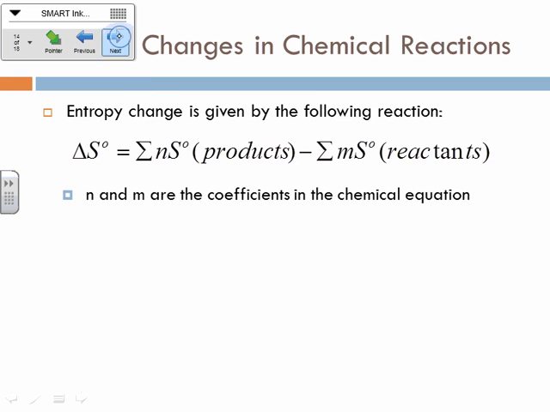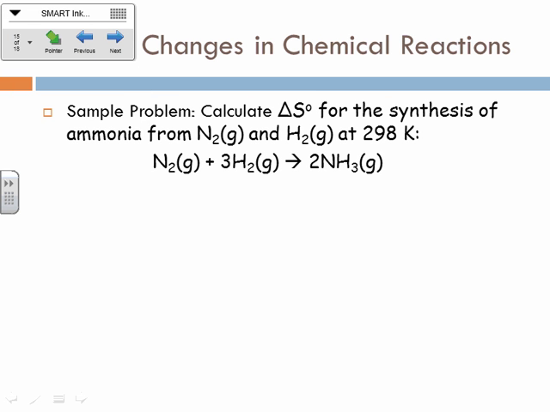So, sample problem here: calculate delta S degrees for the synthesis of ammonia from N2 and H2 at 298 K. And the thing that I forgot to give you guys again was any of the standard entropies that you would need for this. So let me find them real quick. I'll put them on here.